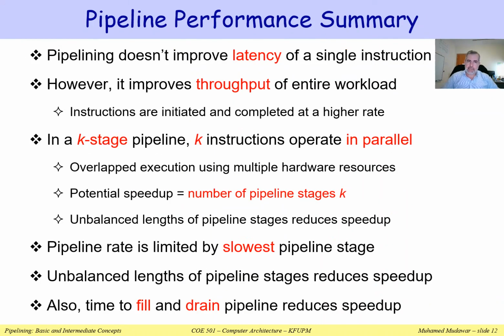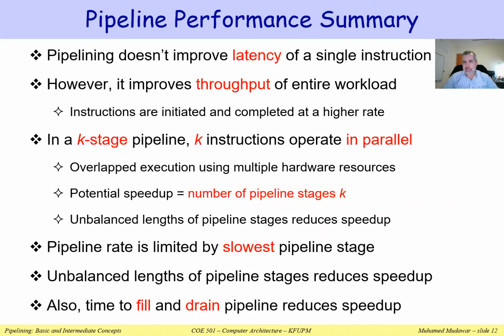So in summary here, pipelining does not improve the latency of a single instruction. It improves the throughput. The instructions are initiated and completed at a higher rate. In fact, the latency of a single instruction is still the same, because the instruction has to go through all the stages of the pipeline. So pipelining does not really make latency better. What it is doing is initiating and completing instructions at a higher rate. That's what pipelining improves: the throughput, the rate at which we are completing instructions.